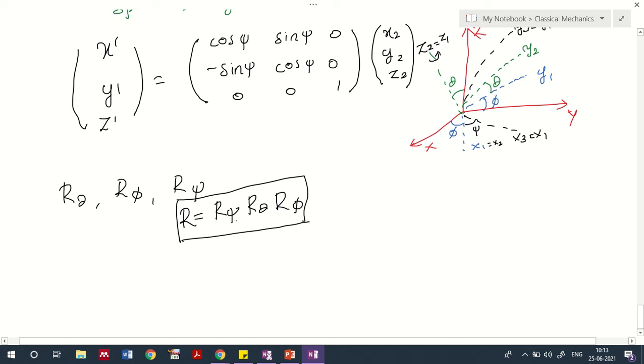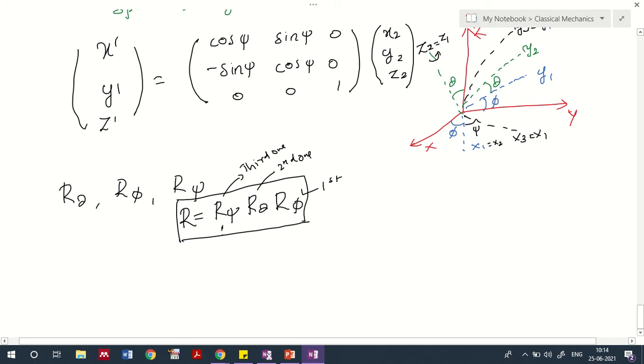R equal to R psi R theta R phi, but the first rotation is this one, then we rotate by theta, this is the second one, and this was the third rotation we have done. So when you are writing R equal to R psi R theta R phi, the first rotation will be the last one in the equation, the second rotation will be in the second place, and the third rotation will come as the first one.